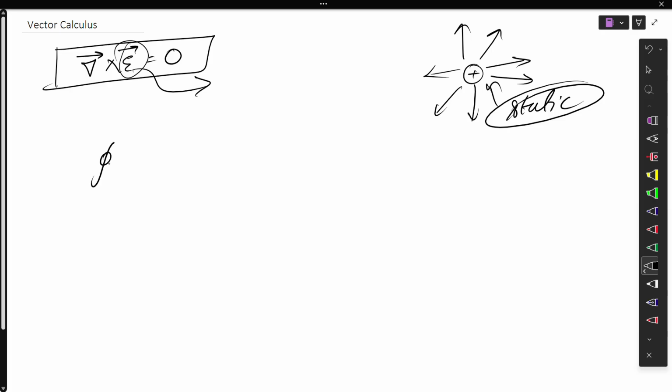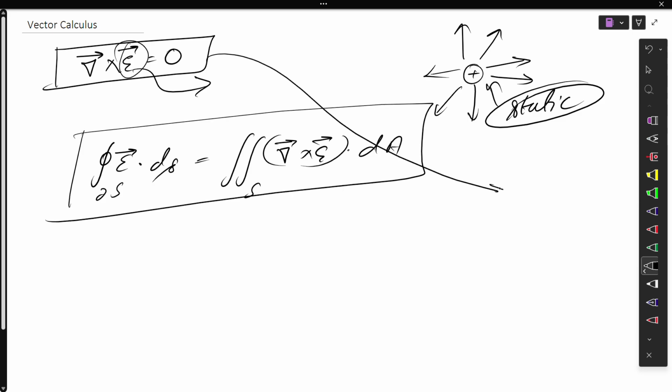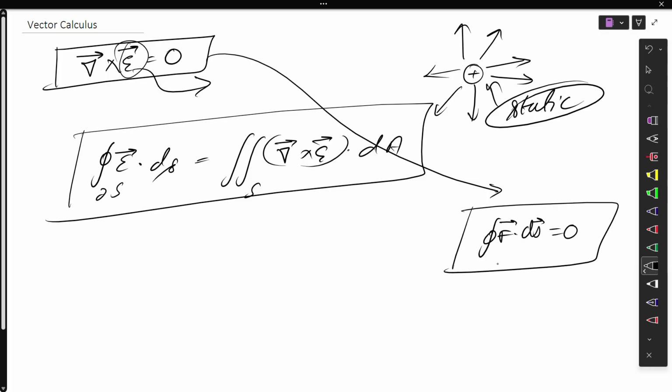The theorem says that the line integral of the electric field E dot ds along the boundary is equivalent to the double integral of the curl of E dot dA. Why does it come to be zero? Think of the case of a conservative force. As we know, for a conservative force, F dot dr, that is the work done, is always zero for a closed loop. That is the case for the electric field also.